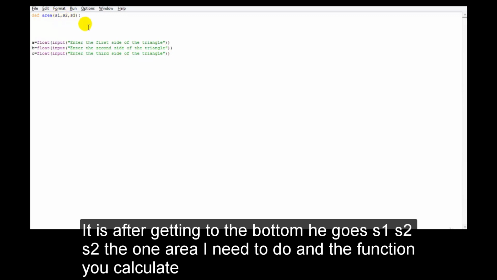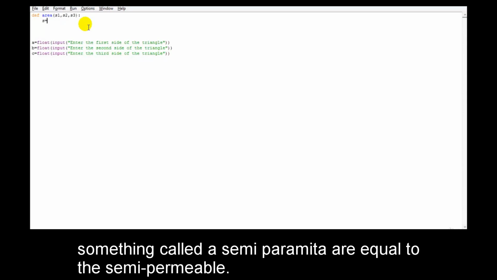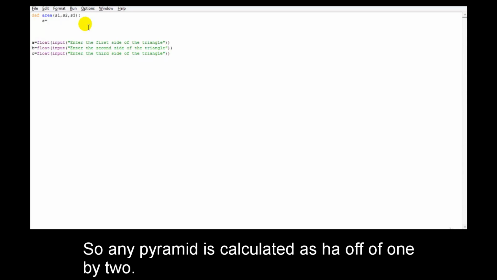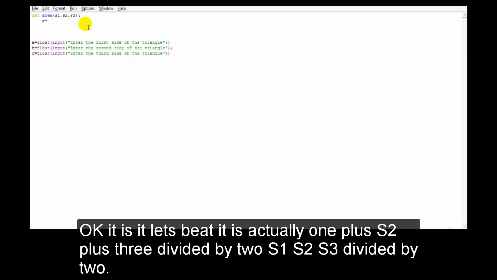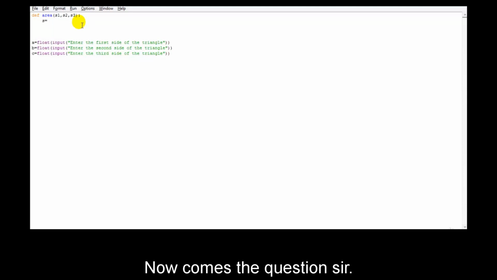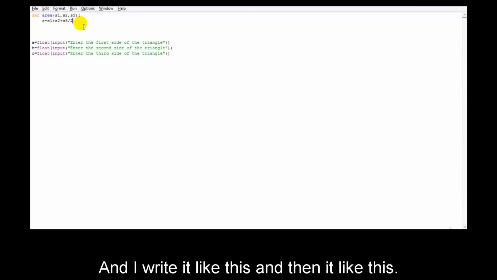The function area will calculate something called the semi-perimeter. How do you calculate the semi-perimeter? Semi-perimeter is calculated as half, 1 by 2, of a plus b plus c. It is actually s1 plus s2 plus s3 divided by 2. Now comes the question, sir, can I write it like this? S1 plus S2 plus S3 divided by 2. Can I write it like this?